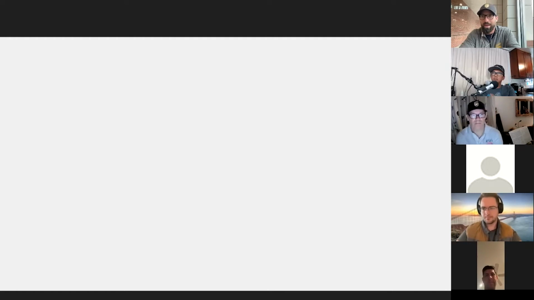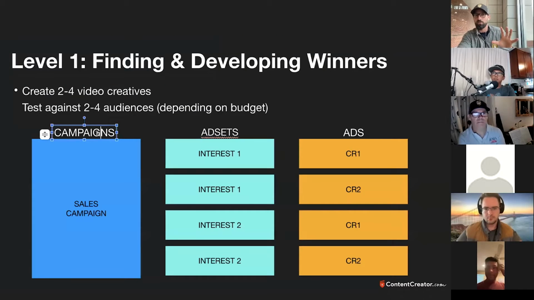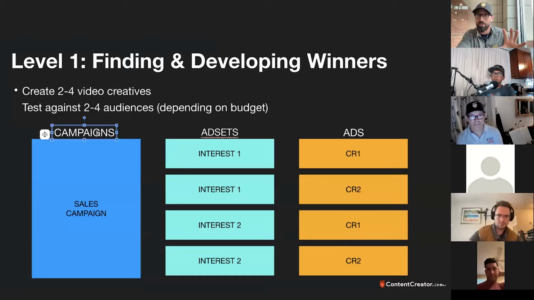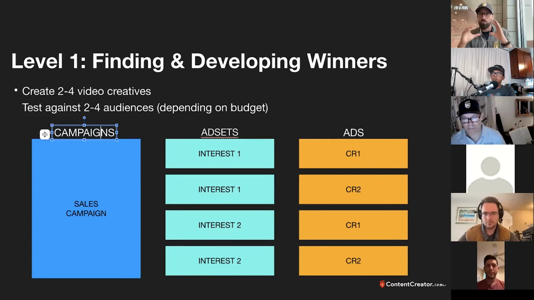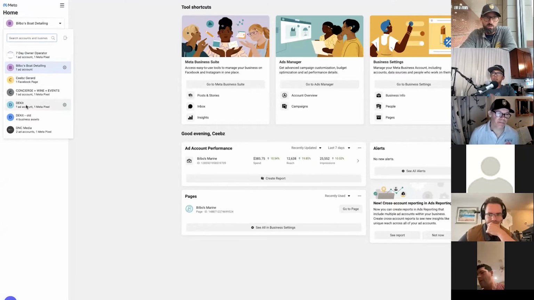So think of it as when you build a campaign, right? The campaign level here, let's say we want to just target cold traffic. So this is a cold traffic campaign. Okay. Then when we get into the actual cold traffic campaign, we're going to have several different ad sets. So I'll come in here.